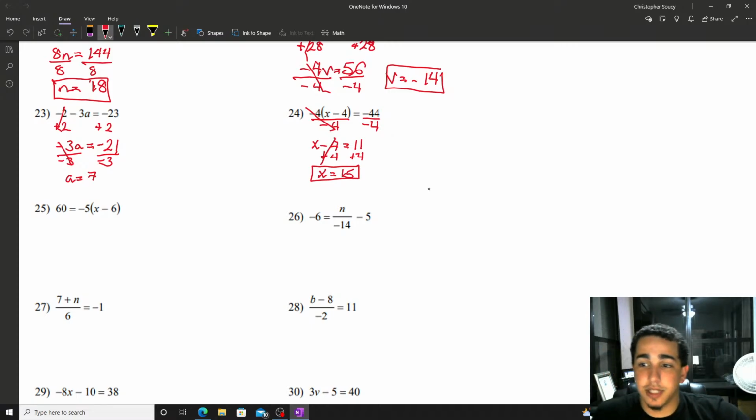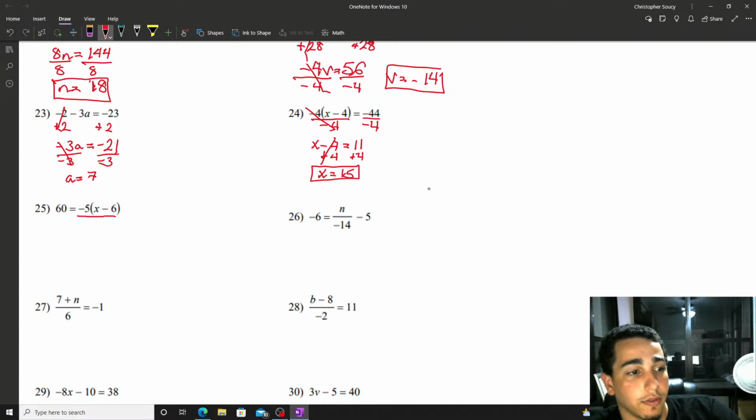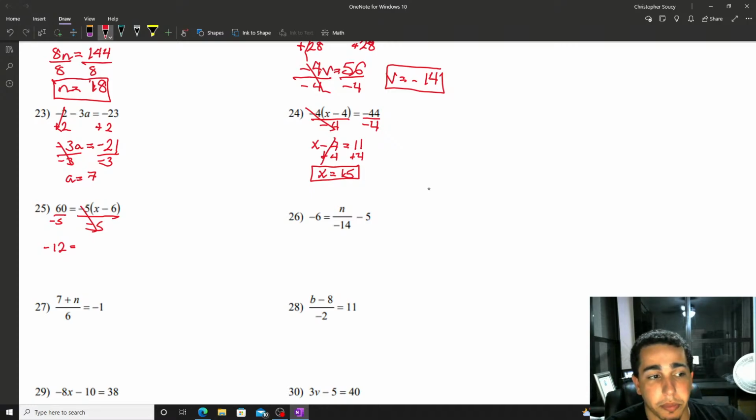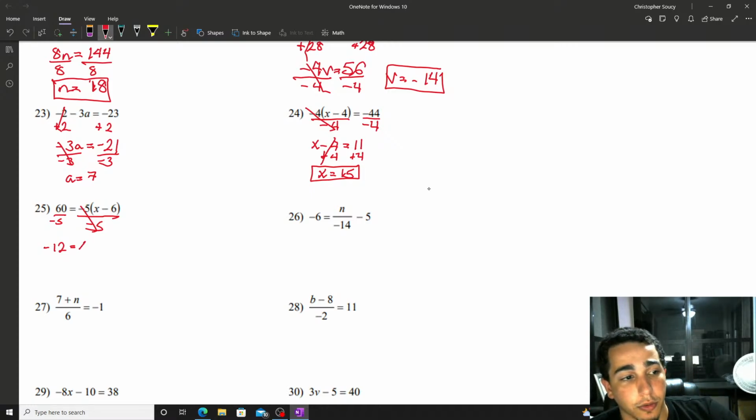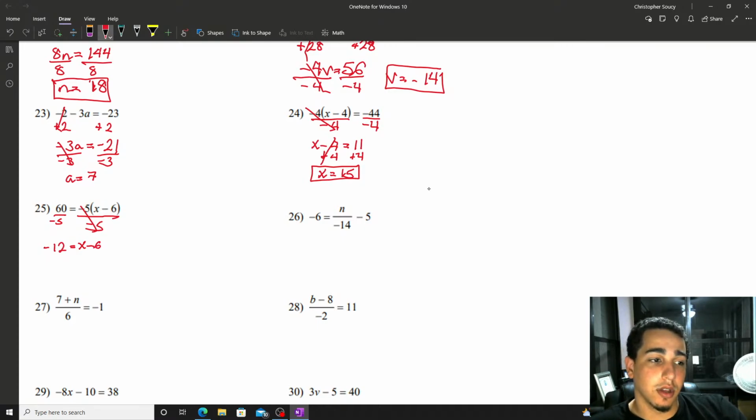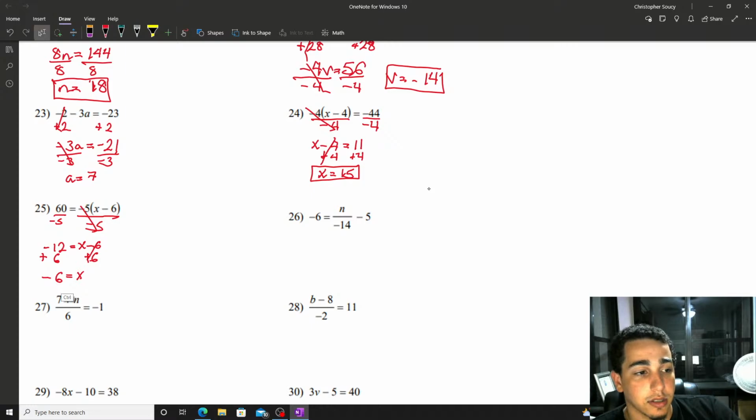For number 25, we have 60 equals negative 5 times x minus 6. We're going to divide each side by negative 5. On the left side, 60 divided by negative 5 is negative 12. And on the right side, the negative 5s on the outside and on the bottom both cancel. So we're just left with x minus 6. The last step to get x by itself is going to be to add 6 to both sides. And we're going to get negative 12 plus 6 is negative 6 is equal to x.